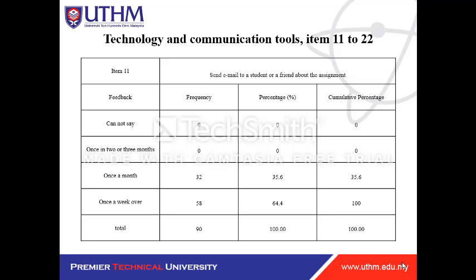Next is technology and communication tools, item 11 to 22. From the data analysis, we can say mostly students prefer to send email to their friends about the assignment, which is 58 students out of 90 students who choose to use email once a week or more, and the rest of the 90 students choose to send an email to their friends once a month about the assignment.